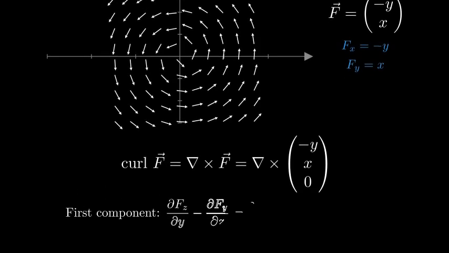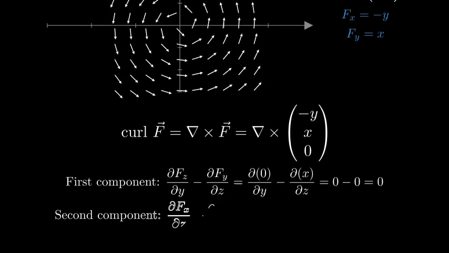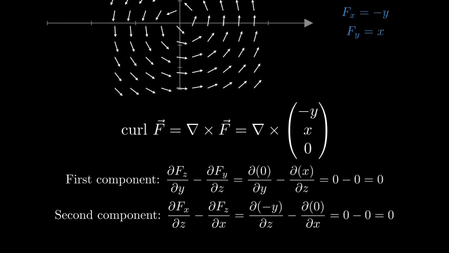For the x component, partial of f_z with respect to y minus partial of f_y with respect to z. Since f_z is 0 and derivatives with respect to z are 0, this becomes 0. For the y component, partial of f_x with respect to z minus partial of f_z with respect to x. Since f_z is 0 and derivatives with respect to z are 0, this becomes 0.